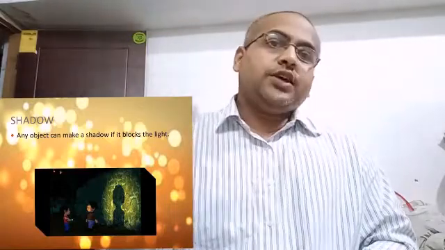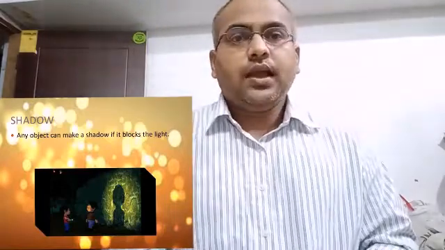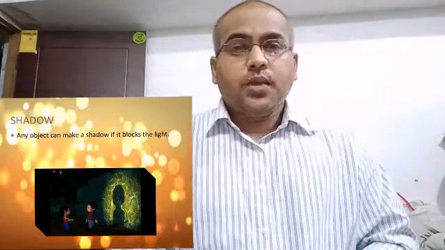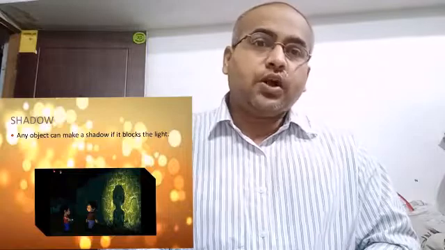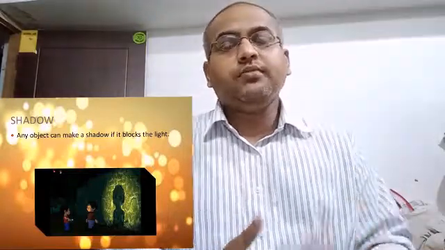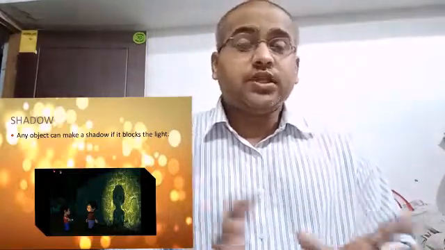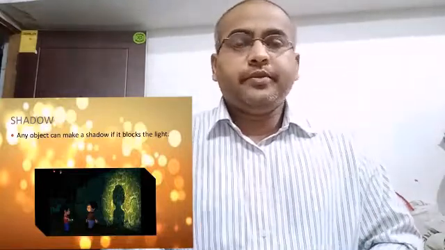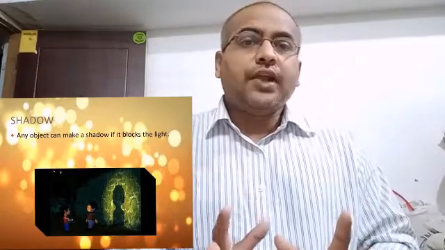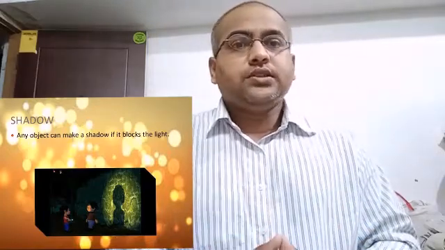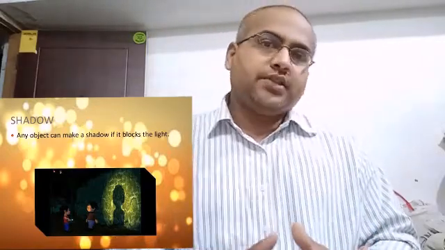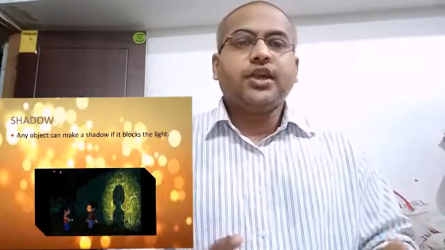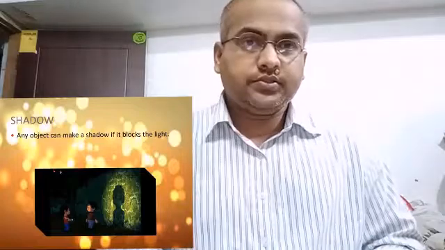Like if you put a stick in the ground and if it is morning time, the shadow is long, but in the afternoon it will become short, and in the evening it will again become long, because the angle of the sun changes with morning, afternoon and evening timing. So shadow is a dark patch. Whatever the color of the object, it doesn't matter with shadow, but it is a dark patch.